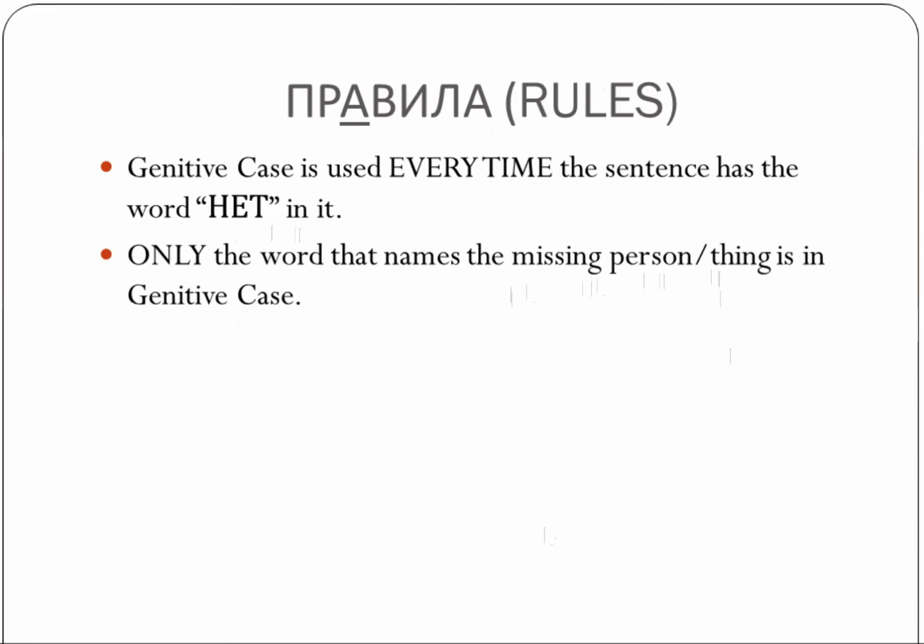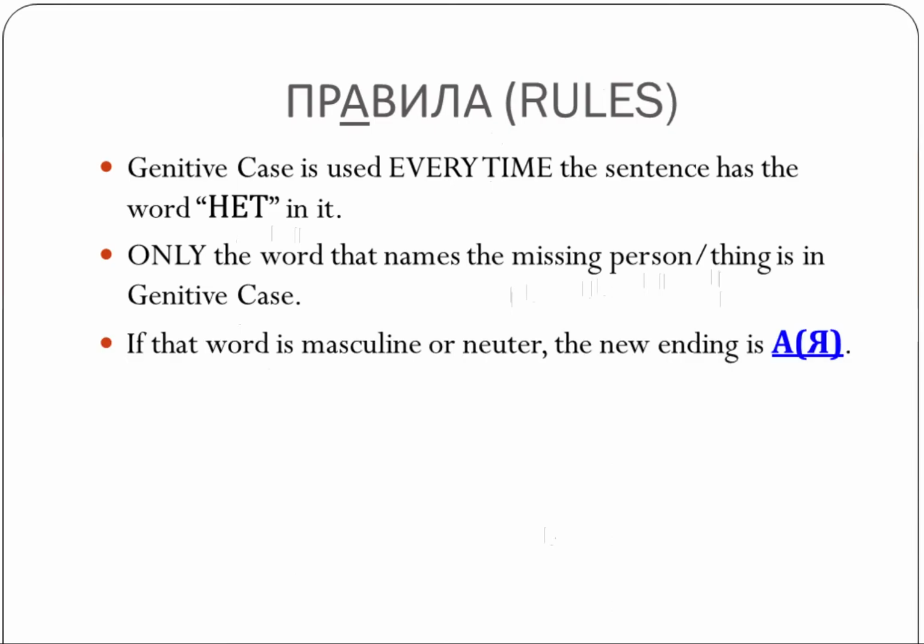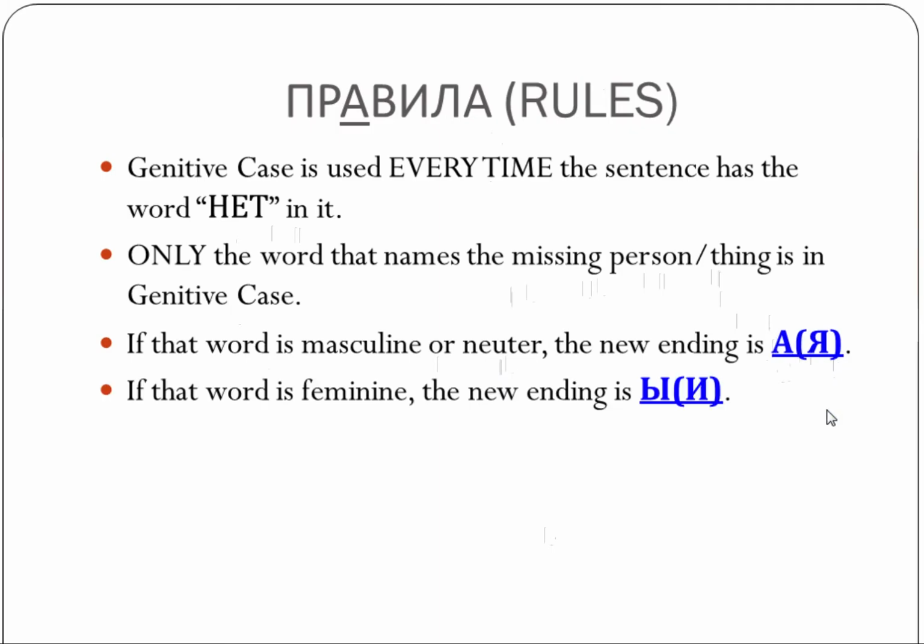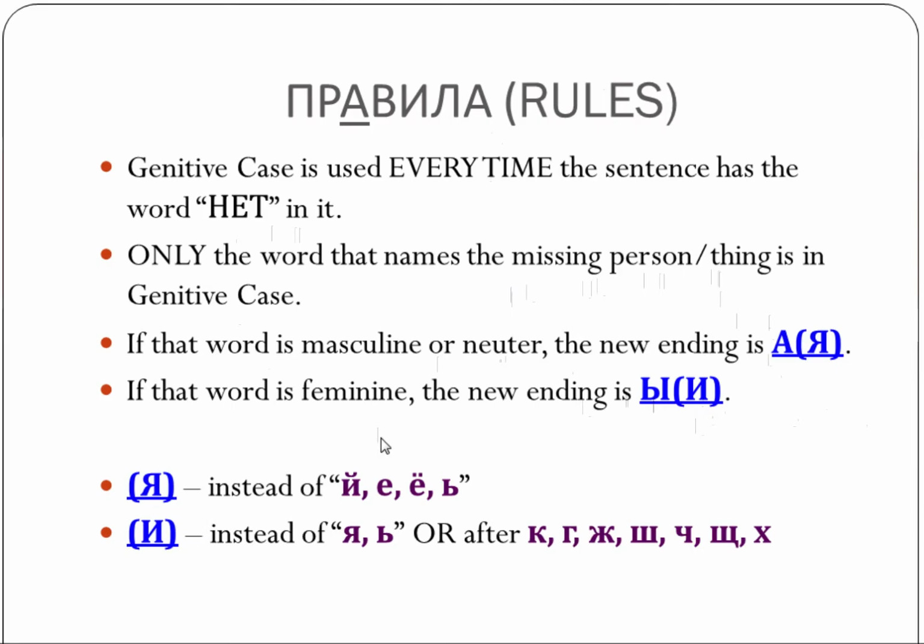And what does that mean? We're going to change the ending. This is what it means. We're going to add ending a to masculine and neuter nouns, and sometimes it's ya as a variation, soft variation. And if the word is feminine, then we're going to make sure the ending is u, and as a variation it's going to be e. So, and to explain why there are variations, we looked at this.